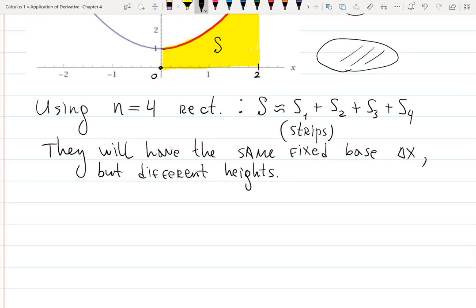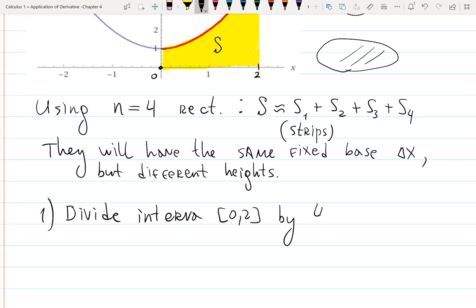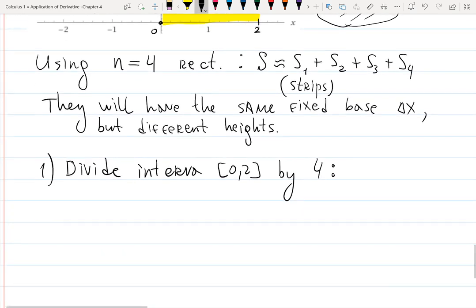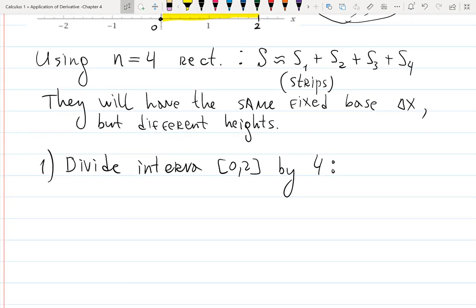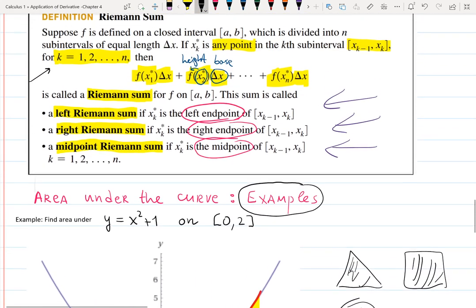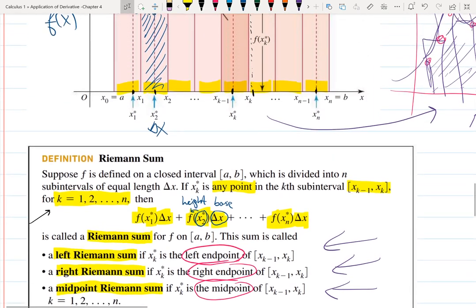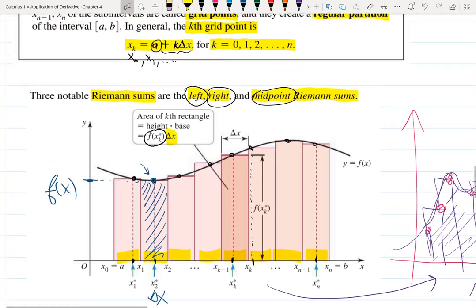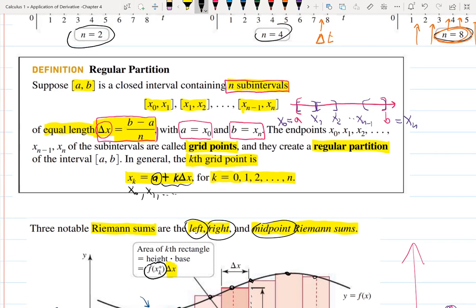Let's do it. So steps. Step 1, divide your interval, divide the interval from 0 to 4 by 4. Why by 4? Because we're going to have 4 rectangles with the same base. So how to do that? The formula is delta x. There was a formula in a definition over here. The formula is, where is it? Probably a different one. Oh, here it is. Delta x is b minus a over n.